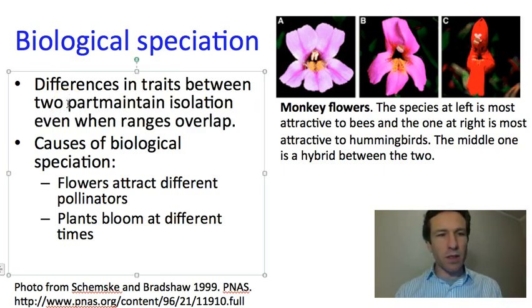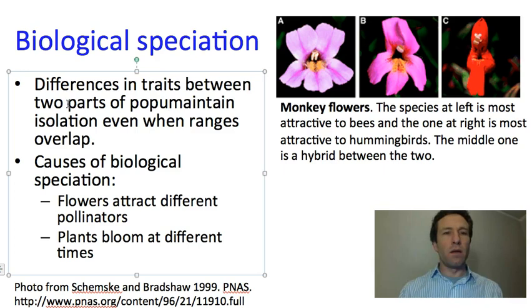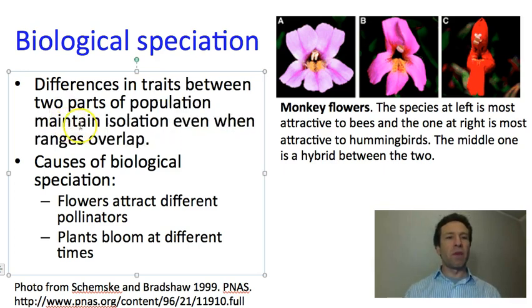Let me just add parts of here. Parts of a population can maintain isolation even when ranges overlap. And so this is easiest to understand with an example.